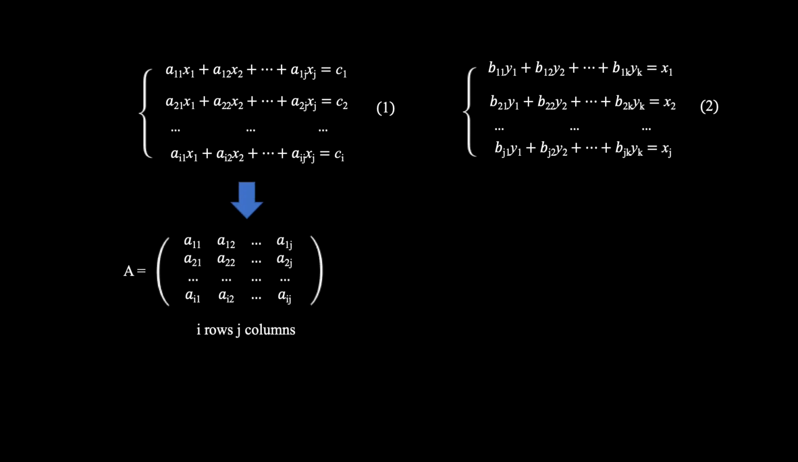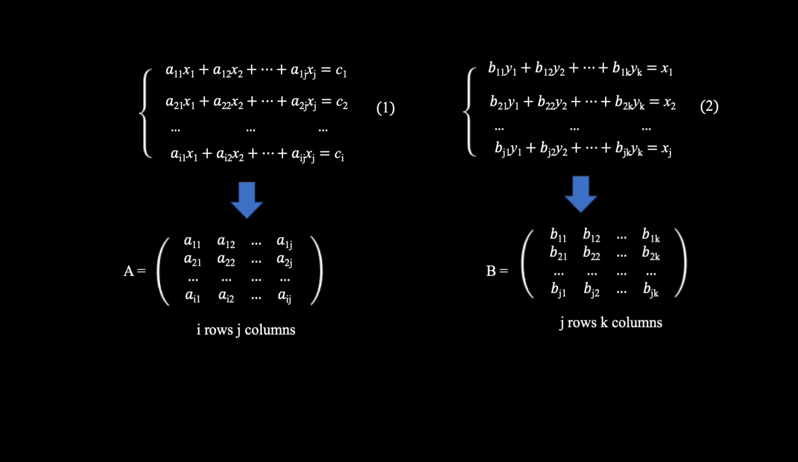Let A be the coefficient matrix of the first linear system, and B be the coefficient matrix of the second linear system. A has I rows and j columns, and j is the number of unknowns in the first linear system. Because of this, the second linear system must have j equations, since we need the j unknowns in the first linear system to be the combinations of the unknowns in the second linear system. This is exactly why the column number of A needs to be equal to the row number of B when multiplying A to B.